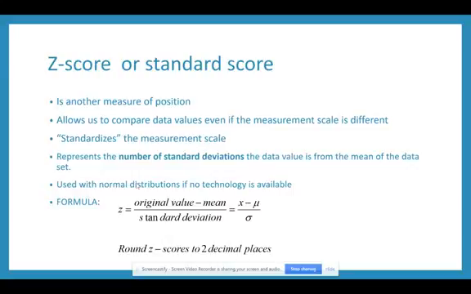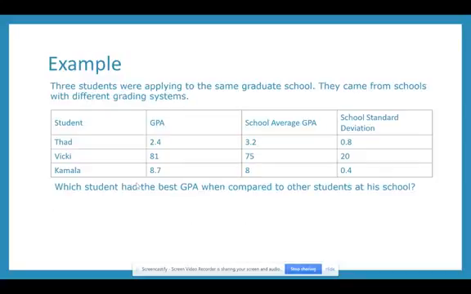Prior to technology, we had to use a table to help us solve problems related to z-scores, and the tables were all rounded to 2 decimal places. Otherwise, you had the privilege of doing calculus, which probably none of you want to do. So, we have the benefit of technology nowadays. So let's look at an example of how we can use a z-score.